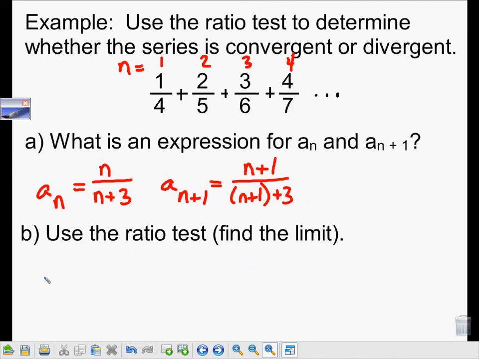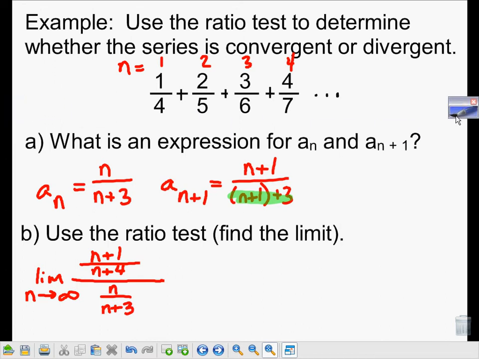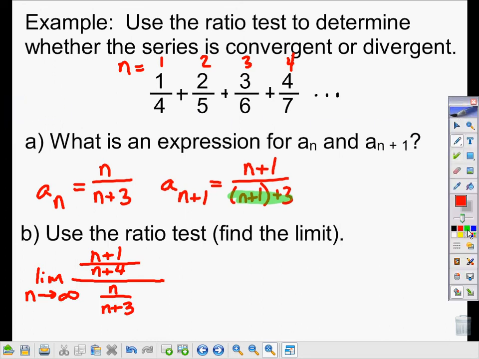And I take my limit for the ratio test, limit as n goes to infinity of a sub n plus 1, which is going to be n plus 1 over, now this bottom part here, that's really just n plus 4. So I'm going to replace this with n plus 4 to shorten things up. Down in the denominator, I've got n over n plus 3. Fantastic. So let's take some limits now.